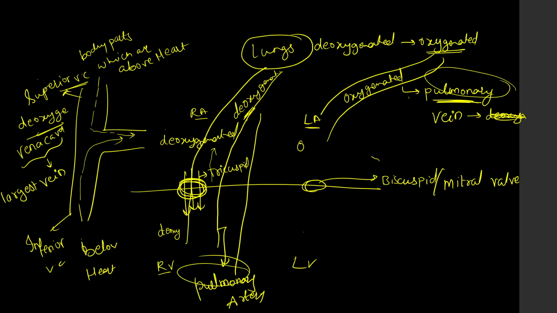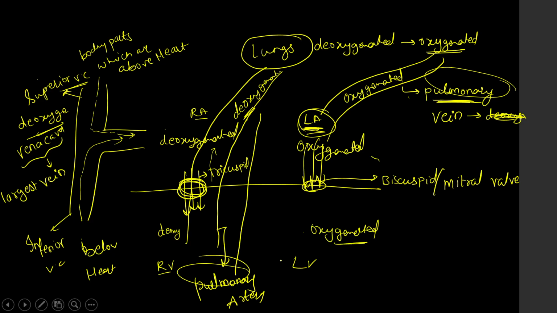When this oxygenated blood, or pure blood, enters the left atrium, the atrium contracts again, and due to pressure generation, the bicuspid valve opens, and this pure blood, that is oxygenated blood, now enters the left ventricle.